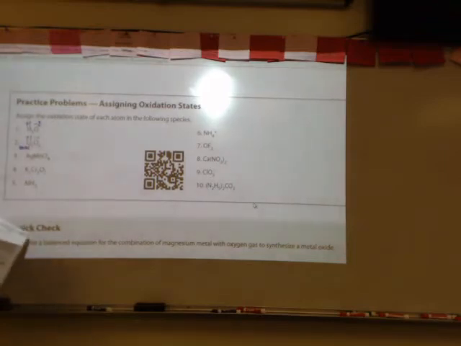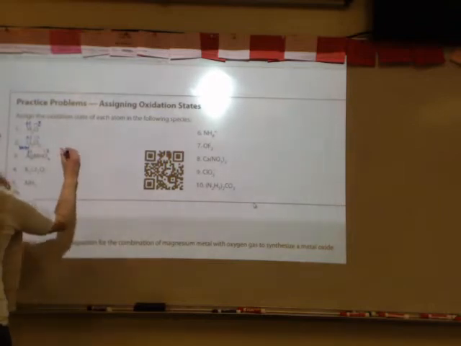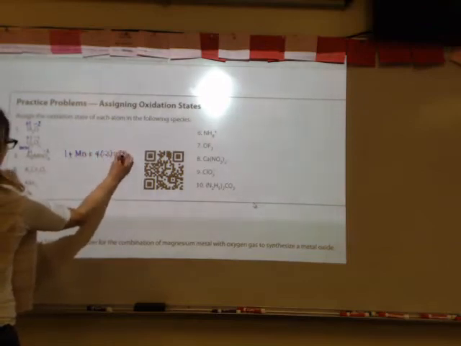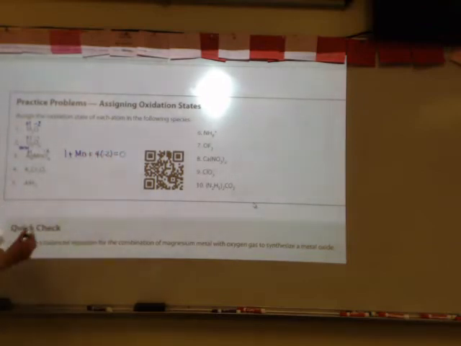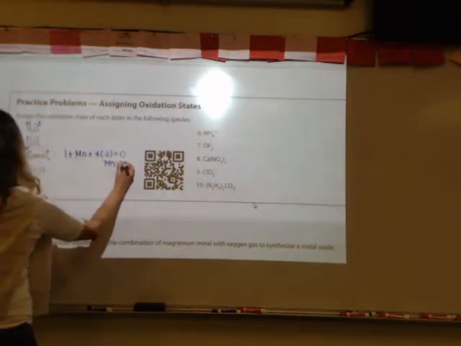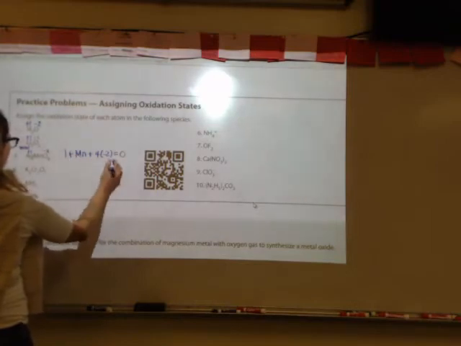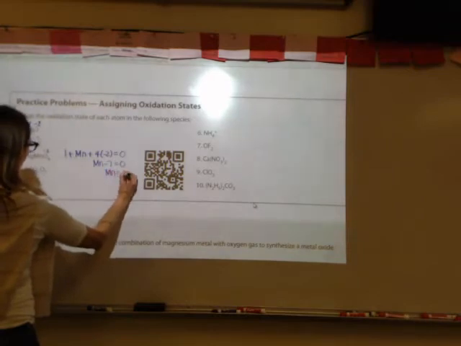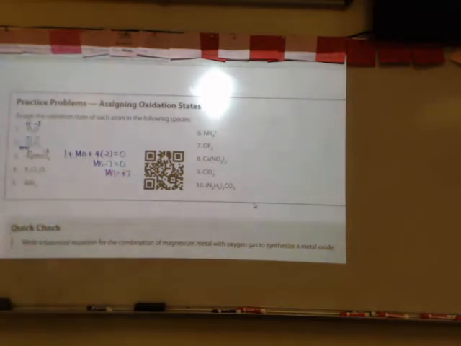Number 3, we've got AgMnO4. You know oxygen is a -2. Silver has an assigned charge on the periodic table of +1. I need to calculate Mn. 1 for Ag plus Mn, 4 oxygens at a -2 add up to 0 because it's a neutral compound. So this means 1 minus 8 is a -8. Put that on the other side. Oops, I made a mistake. 1 minus 8 is a -7. Throw that on the other side. Mn is going to be a +7.